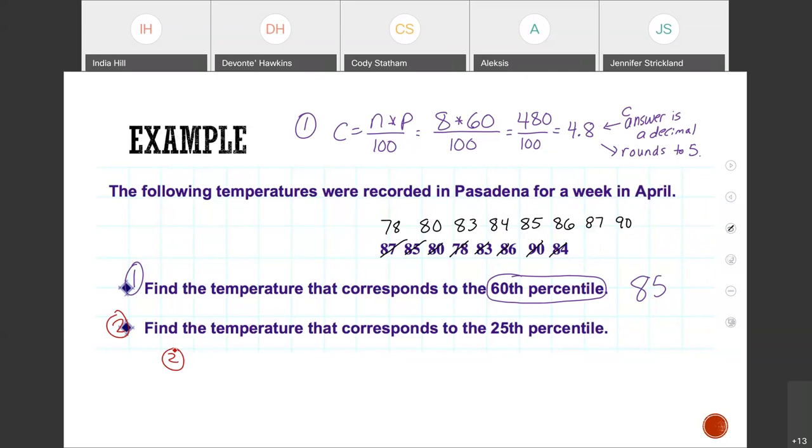All right, so find the temperature that corresponds to the 25th percentile. Again, they're giving me the percentile, so I know that it's the C formula that I want to use.